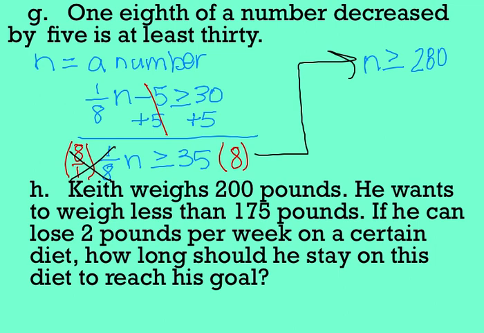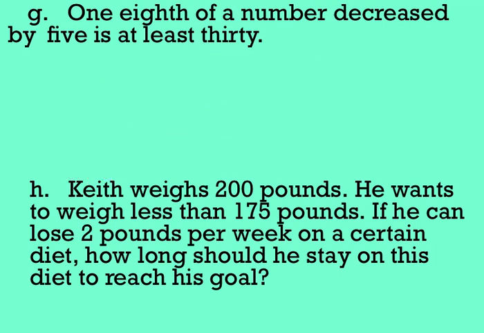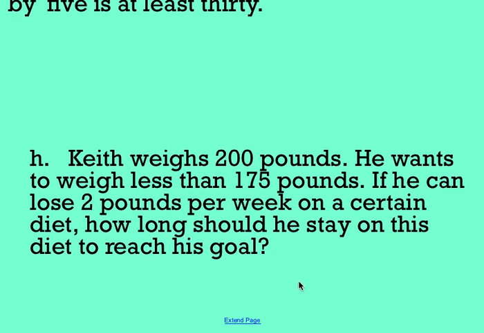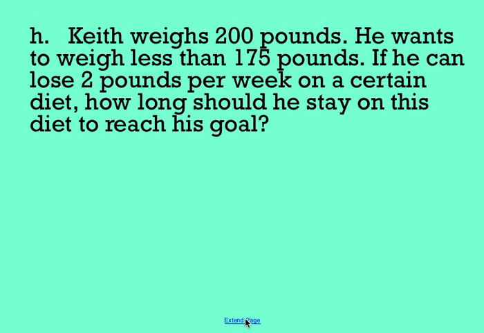All right, then we have this last one down here to take a look at. So if we look at H here, it says Keith weighs 200 pounds. He wants to weigh less than 175 pounds. If he can lose 2 pounds per week on a certain diet, how long should he stay on this diet to reach his goal? So the first thing we have to figure out is what our variable is.